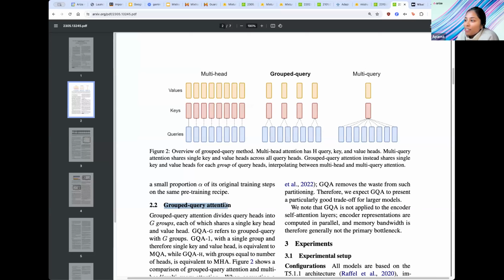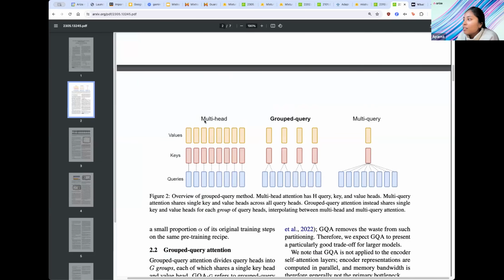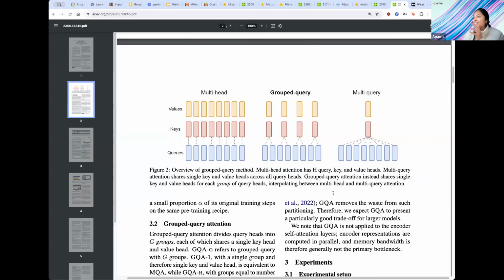So the first big one was grouped query attention. There are a couple of different approaches: you could do multi-head attention, you could do grouped query attention, and then there's multi-query attention. These visuals were super helpful in helping me understand this. The queries here are all the blue ones. In multi-head, each query has its own keys, which in turn have their own values.